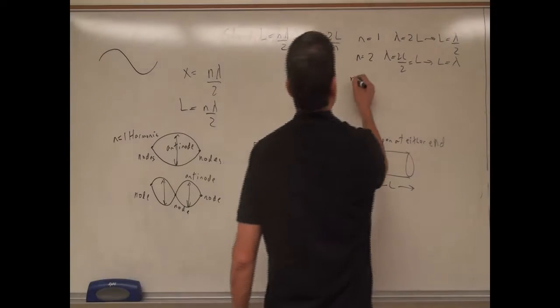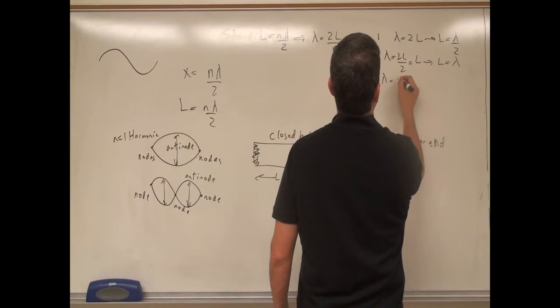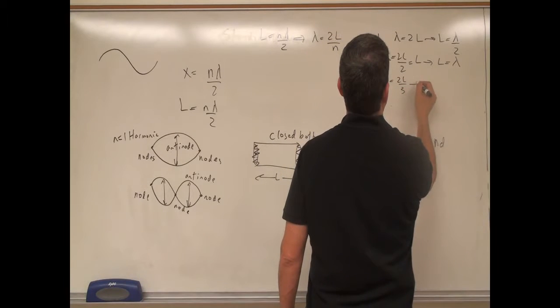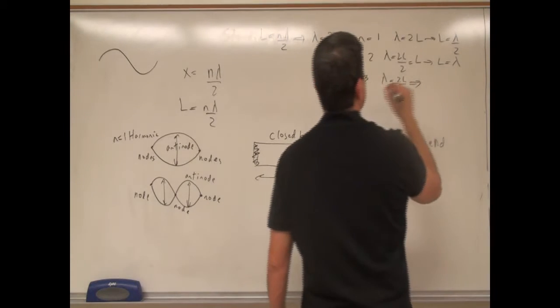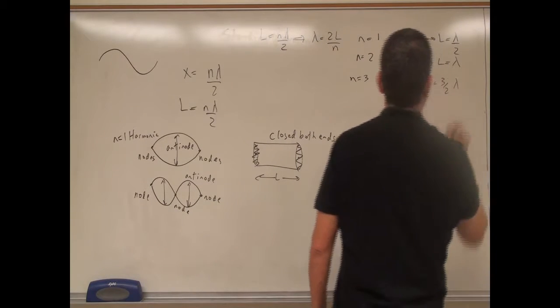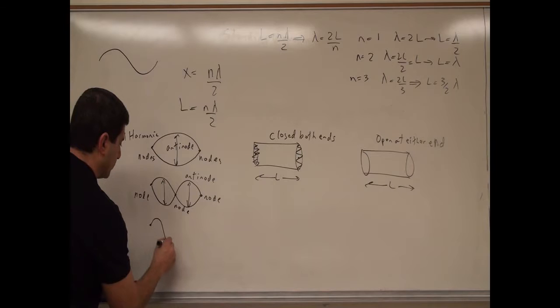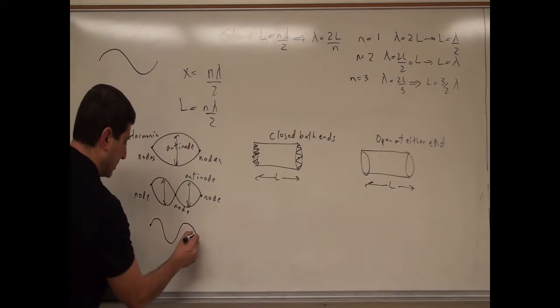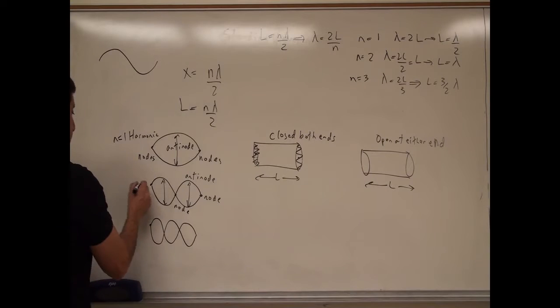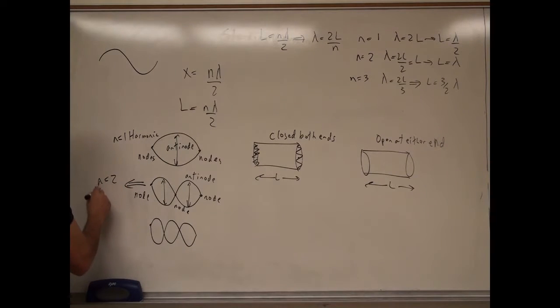For n equals 3, lambda is equal to 2L over 3, and therefore we have L is equal to 3 halves of a wavelength. That means you're able to fit 1.5 waves, right? So the string will go up, down, up, and then back again, up and down, right? So then it'll go like this. So this one is the n equals 2 harmonic, and this is also called the first overtone. And then this one is the n equals 3 harmonic, and it's also called the second overtone.